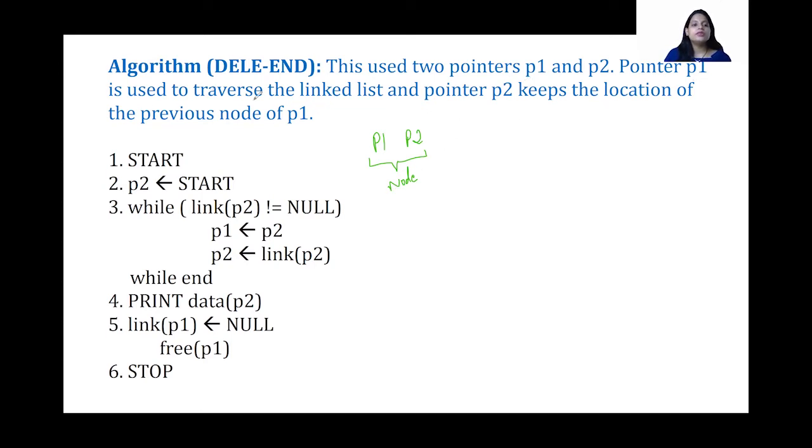Pointer P1 is used to traverse the linked list and pointer P2 keeps the location of the previous node of P1. So P1 is going to traverse the entire linked list, wherein P2 is going to keep the location of the previous node. Let us take an example. Suppose this is my start, and it is pointing at my first node. This is my second node. And this is my third node. Suppose I have three nodes.